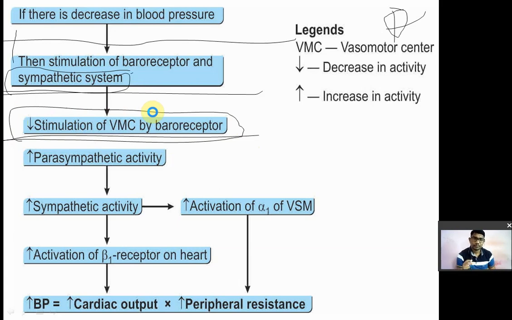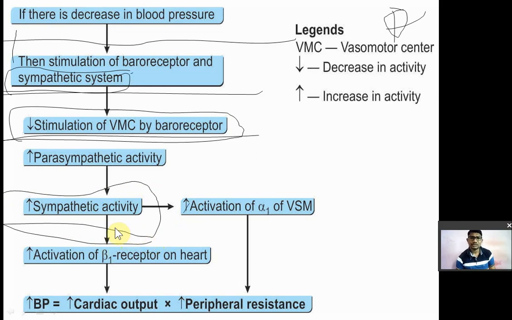vasomotor center. Okay, now if there is decrease in blood pressure, immediately baroreceptor will be stimulated, that will send a message to brain, will increase the sympathetic outflow, and it will decrease the vasomotor center by baroreceptor. Because of that there will be increase in the sympathetic activity or sympathetic outflow. Now if sympathetic outflow is increased, what will happen? Sympathetic outflow means nothing but the adrenaline. Okay, so adrenaline will be released.